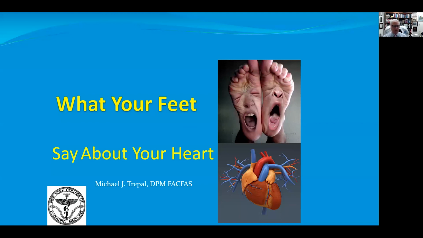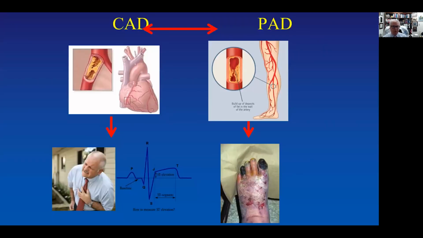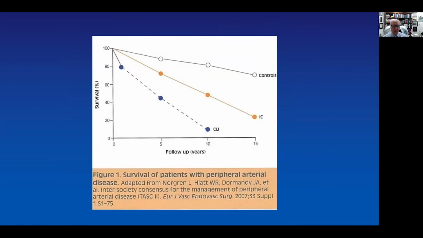Wrapping up, I'd like to say that feet can say a lot about your heart. The presence of PAD is usually a marker for CAD. I do a fair amount of referrals to cardiology when I identify patients with significant PAD, and not uncommonly after cardiac workup they're found to have significant coronary artery disease or carotid disease. So these things go hand in hand, or foot to foot, if you will.